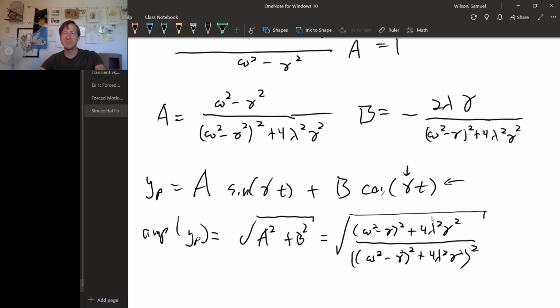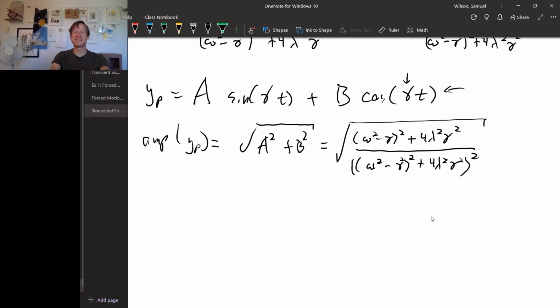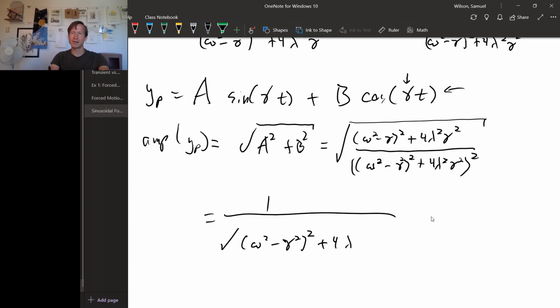Okay, and then when we simplify this, it actually isn't as bad as it first appeared. A lot of this simplifies and you get 1 over the square root of (omega squared minus gamma squared) squared plus 4 lambda squared gamma squared. Okay, so we did it. That's the amplitude of the response.